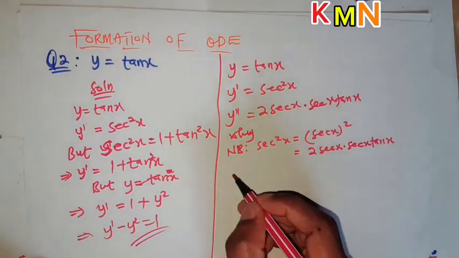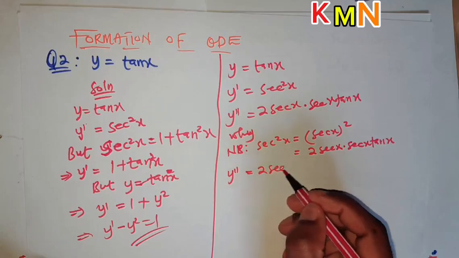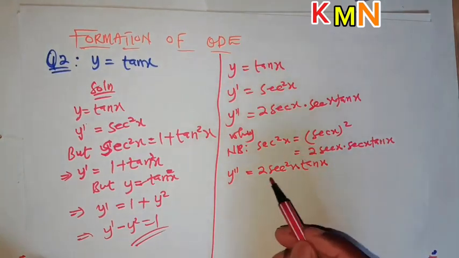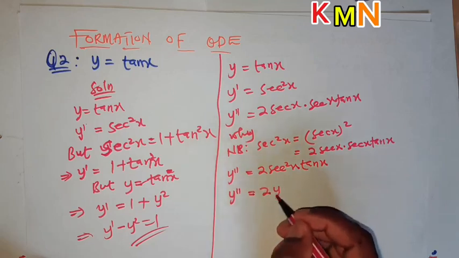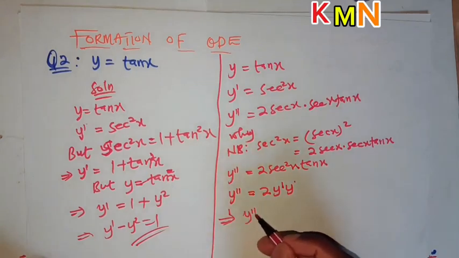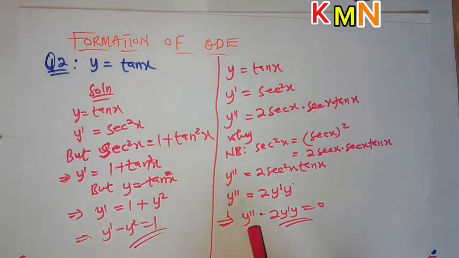Take note of that. So from here, y prime prime is equal to 2 sec x times sec x tan x, which gives 2 sec square x tan x. Over here we know that y is equal to tan x, and then y prime is also equal to sec square x. So we can substitute that straightforward, and hence we can say that y prime prime minus 2y prime y is equal to 0, and this is our differential equation. So as far as we are able to find a relationship between the derivative of the dependent variable and the dependent variable with respect to the independent variable, that is correct.